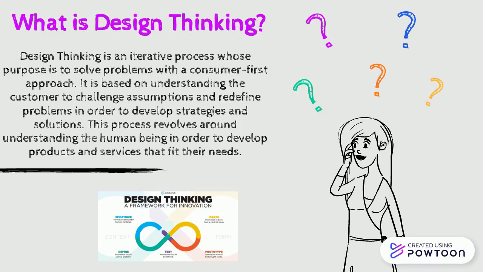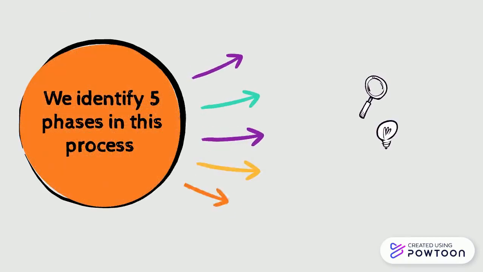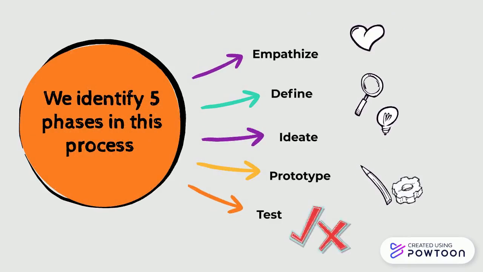Therefore, design thinking is based on empathically observing the interaction of people with the environment to question the problem as well as the assumptions and implications. We identify 5 phases in this process: empathize, define, ideate, prototype, and test.